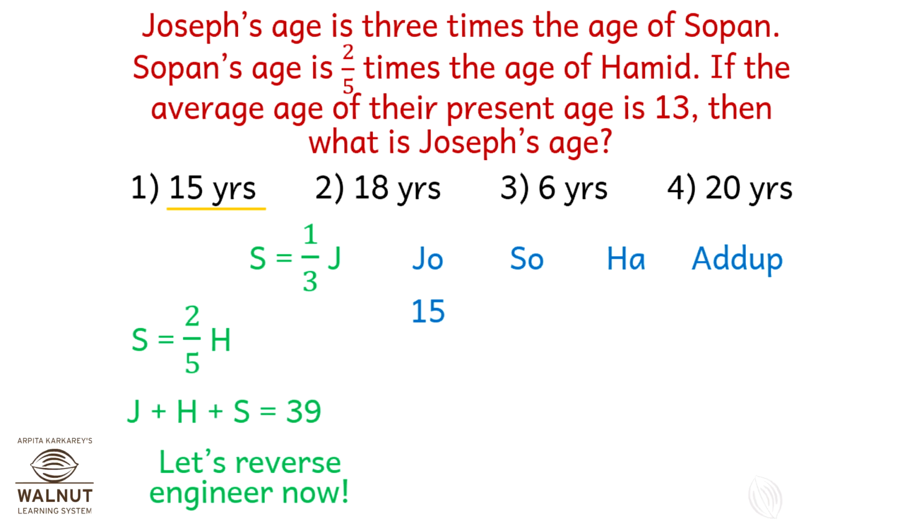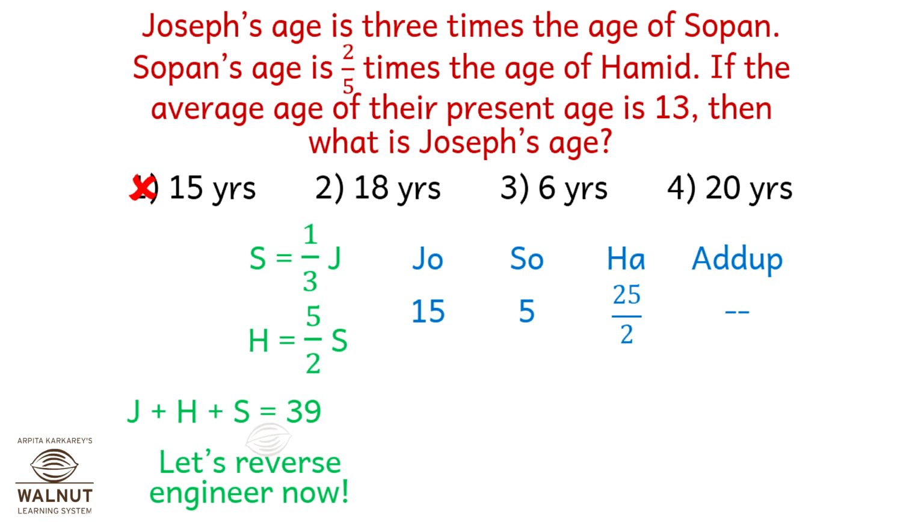And similarly, we have Hamid will be 5 upon 2 the age of Sopan. So we have S is 5, 1/3 of 15 that is. And Hamid will be 25 upon 2. The addition is not working out.